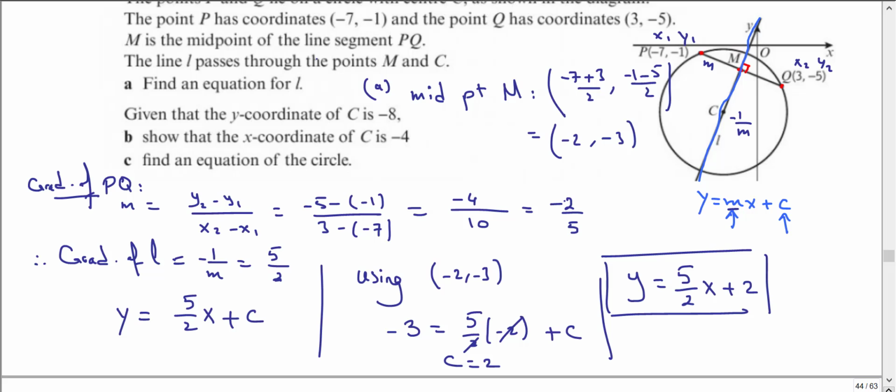It says next, given that the y coordinate of C is -8, so this point C, it's like x and y. Y is -8. They say show that x is -4. That means as if they are saying find the coordinate of C. Just give me a second, please. Yeah, Adam.